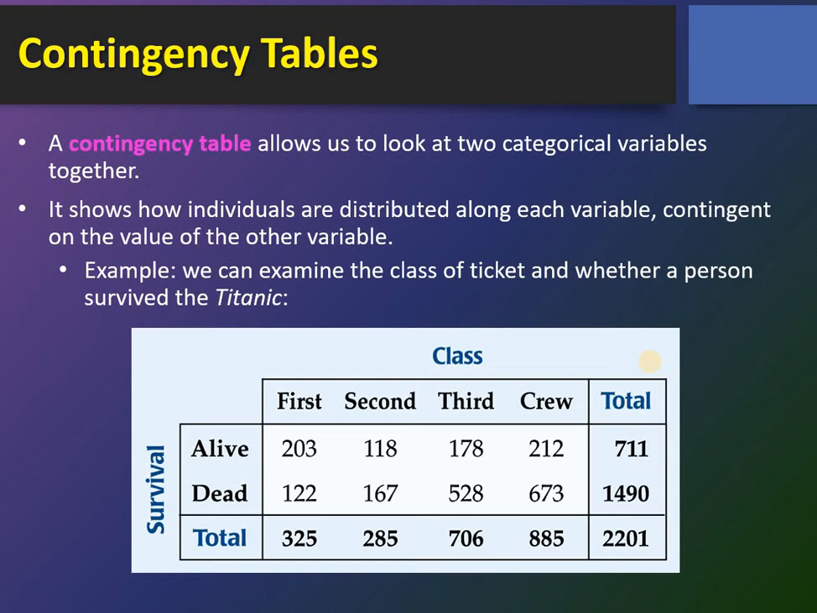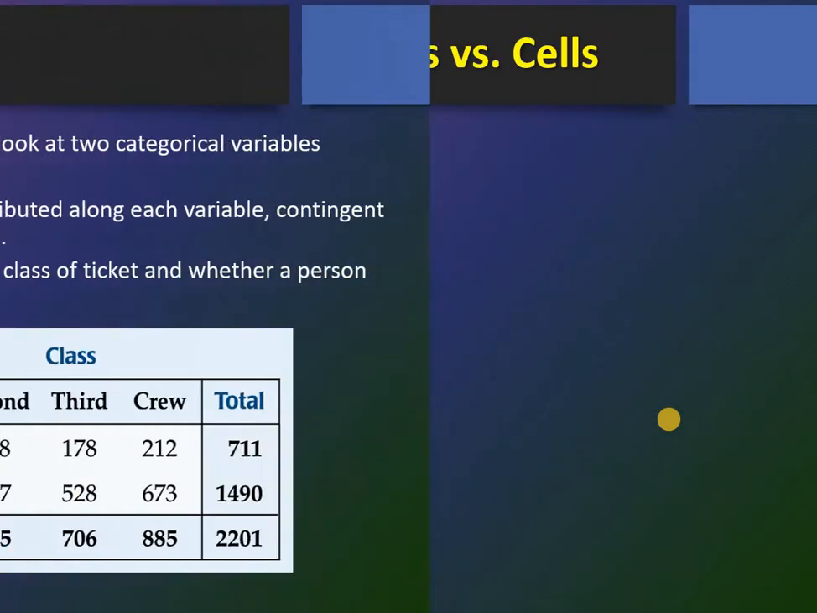But this is a contingency table. And you can see here that we have individual cells with counts. So this one here is the number of people who were alive in first class. This number here is the number of people who died from the third class. These are your totals for each group, and you see totals going both directions, and that is your grand total. Now, don't be tempted to say 711 plus 1490 plus 325 plus 285. Don't do that. Because if you do that, you're counting everybody twice. Because everyone shows up someplace here, everybody shows up someplace here. So that's our contingency table.